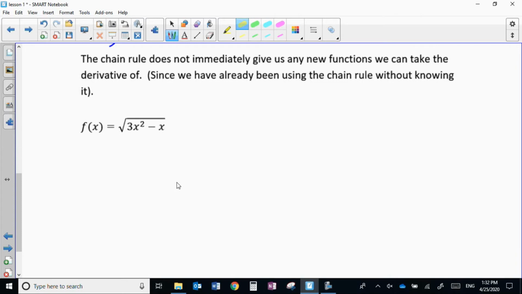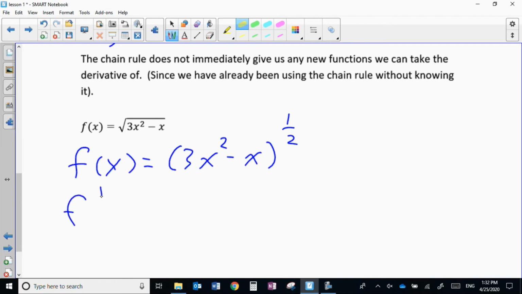We've already been using the chain rule without knowing it. So, we do a question like this. We can take the derivative the exact same way you normally would. Just understand now that you're using the chain rule. So here f prime of x is 1/2 (3x squared minus x). So that's the first part of the chain rule.